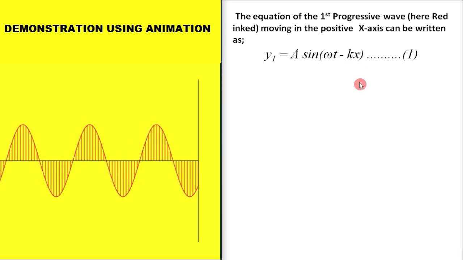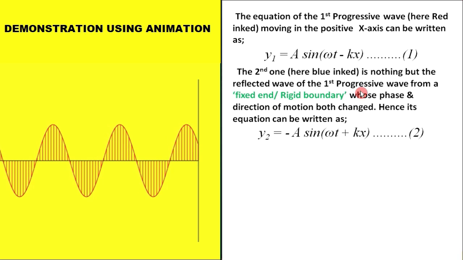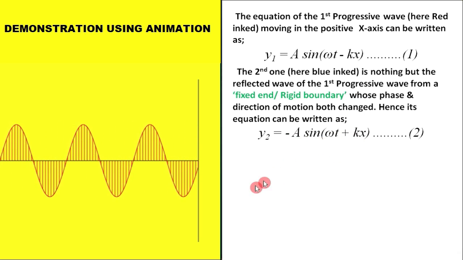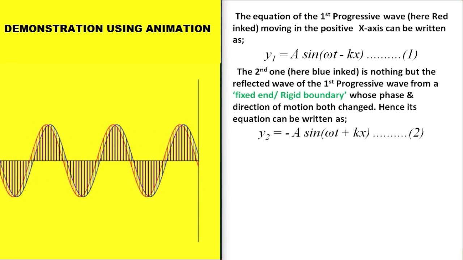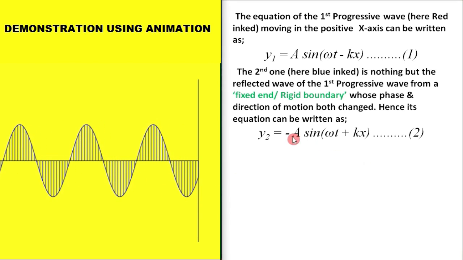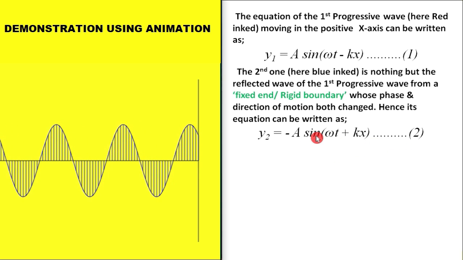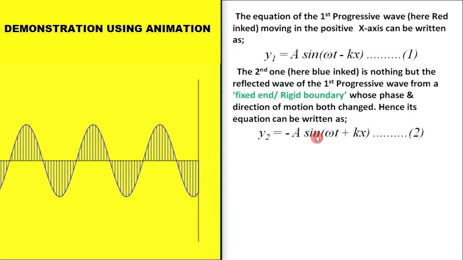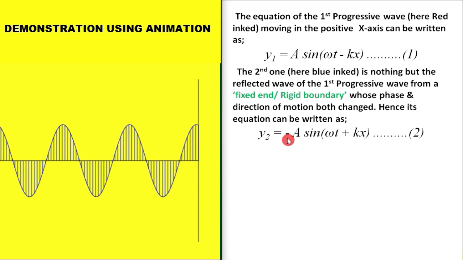Now what happens if the wave is coming in the opposite direction? This is the equation of the reflected wave, only this blue wave. Now you can see what the changes are between the red wave, the incident wave, and the blue wave, the reflected wave. Here there is plus a, here there is minus a.